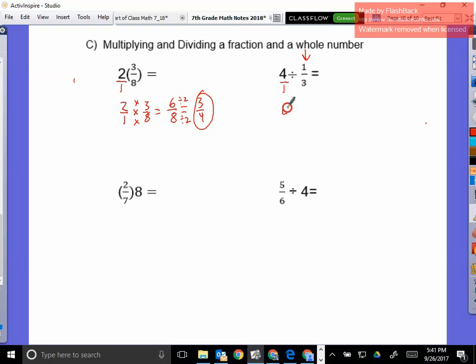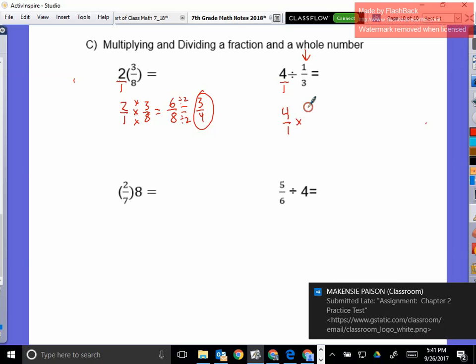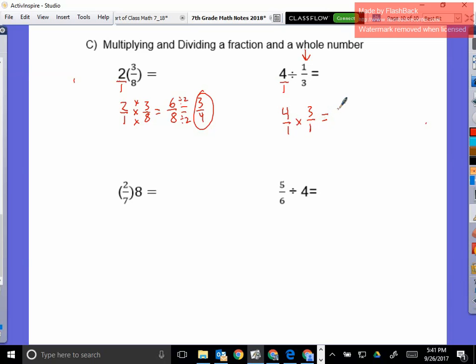I'm going to have 4 over 1. Flip and then multiply. So 3 over 1. I just flip that around. Multiply straight across. Ooh, I like where this is going. This is nice. 12 over 1 simplifies down to 12. Okay, I like that. That is awesome. Perfect. That was a nice, simple, quick problem.